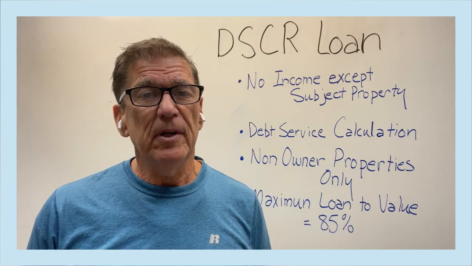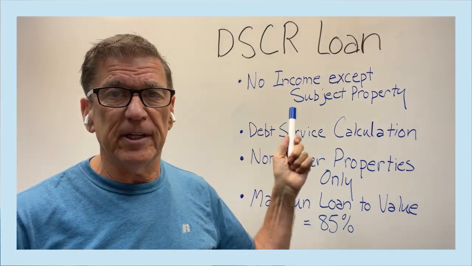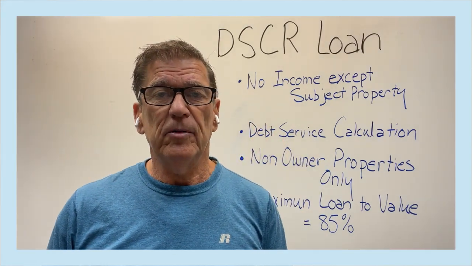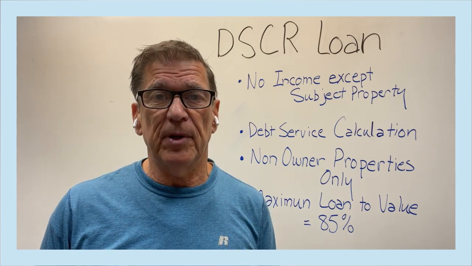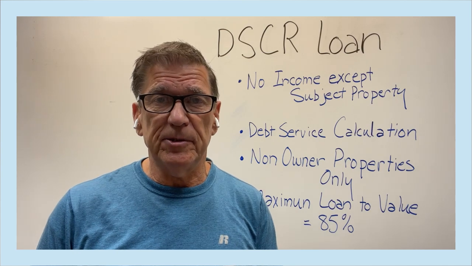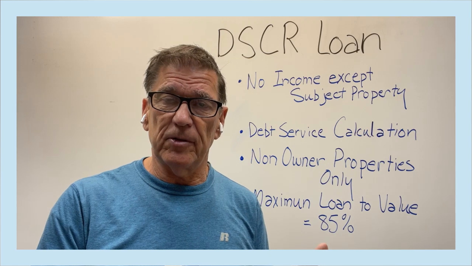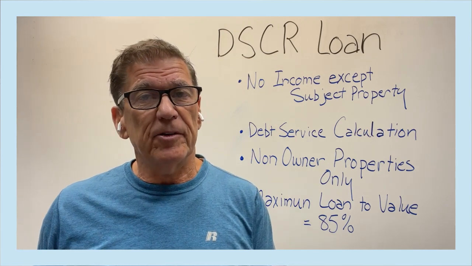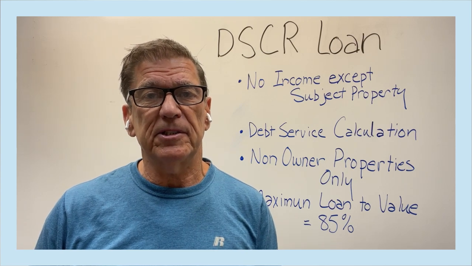It's really simple because we do not get any income on the loan application except for the income on the subject property. We don't use W-2 income. You don't even put it on the application. You leave that section blank. We do not use 2 years of tax returns for self-employed borrowers. We don't use bank statements for income like we do in some of our other loans. We don't get any income on your other rental properties. The only income that we look at here is the income on the subject property.